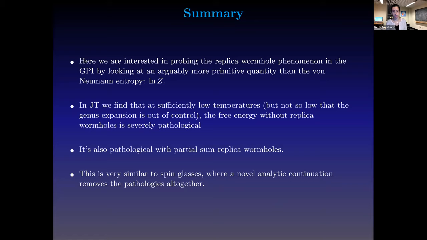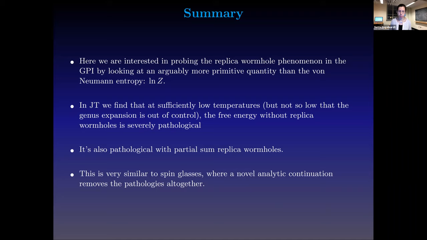Now, it's also true that the free energy is pathological with partial sum replica wormholes. Now, you could say, I believe that if you take the full sum, the capital M goes to infinity limit, then this will be fine. But then you still have to contend with the fact that the analytic continuation to little m goes to zero is non-unique. And again, this non-uniqueness of the analytic continuation is very similar to spin glasses, where there's a novel analytic continuation that removes the pathologies altogether.